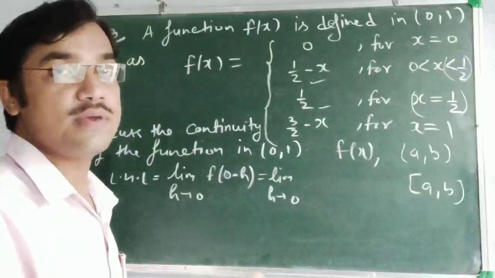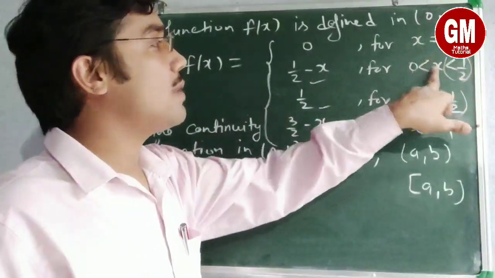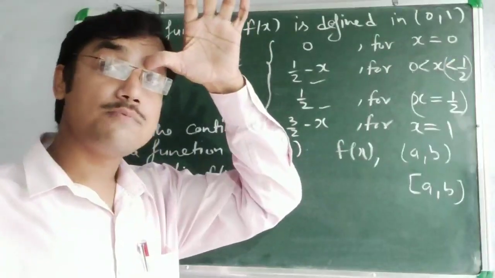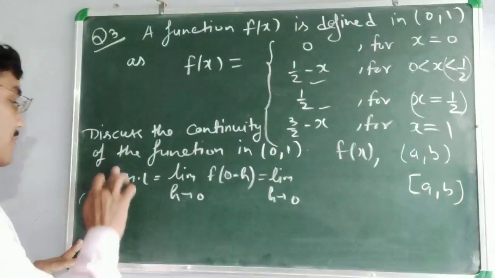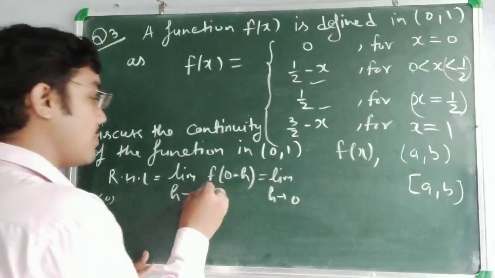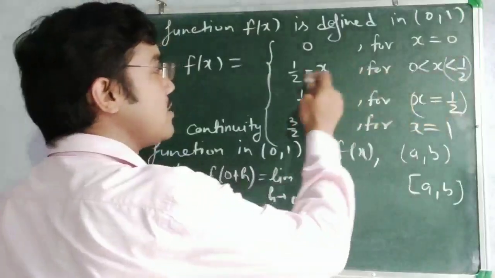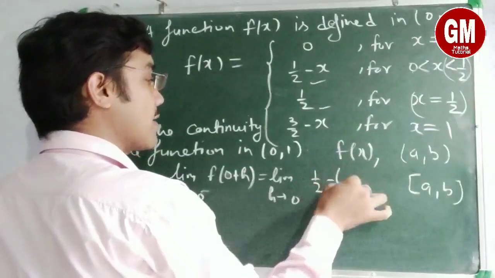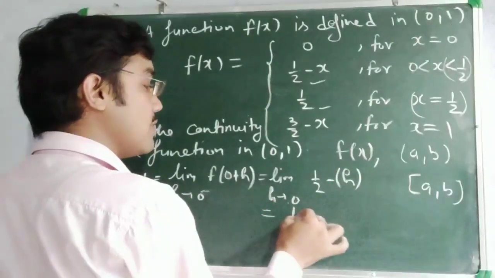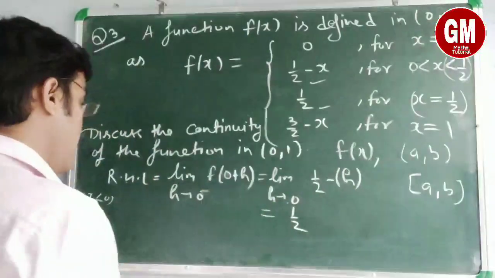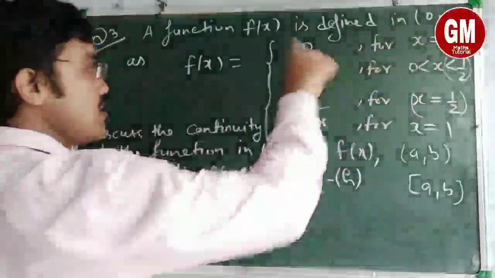Which type of function we can take? Look at here, x is equal to 0 but x greater than 0. So how can we justify that both are equal? So first of all we check right hand limit. So right hand limit is 0 plus h, and right hand limit is 1/2 of x. X is 0 plus h, that is 0, and we put that, it is 1/2. And value of function f of 0 is also given as 0.